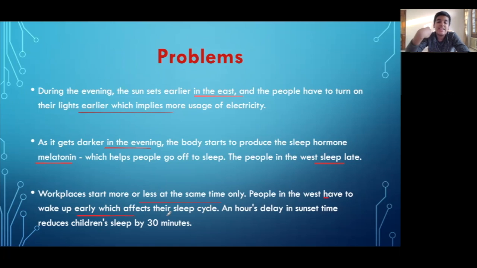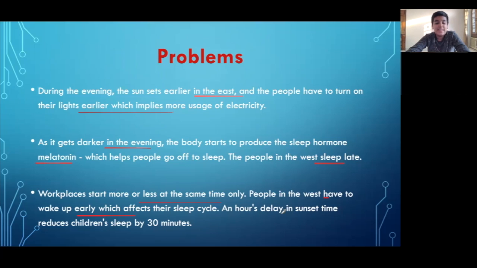So they sleep late and have to wake up early. Imagine if the sunset happens over there at 8 p.m., and workplaces start at mostly the same time in the whole country, India. So they will have to wake up earlier. But the people in the East can have a comfortable full sleep, so they will have no problem in this. People in the West are suffering because they have to sleep late and wake up earlier.